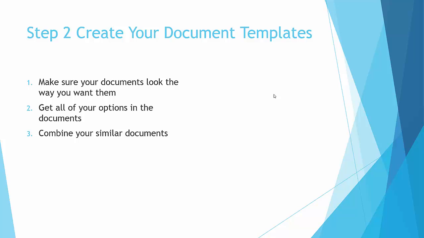And the third is combine your similar documents. So with automation, you no longer have to have a document like, for example, a will for a single person and a will for a married couple. You can actually combine them into one document. And with automation, you can go through and say when you're going to do each piece. And during your marking on this next slide, I'll walk you through how to do that.